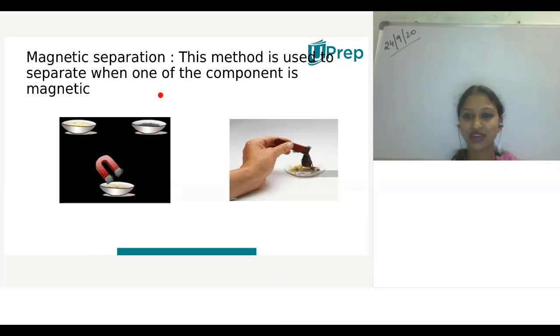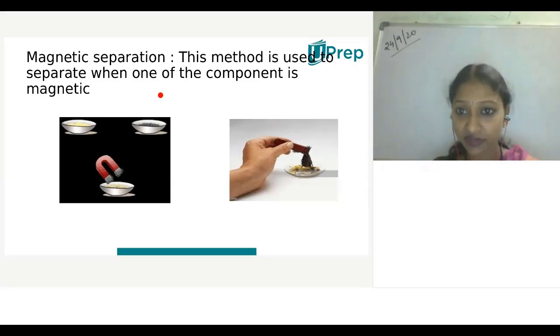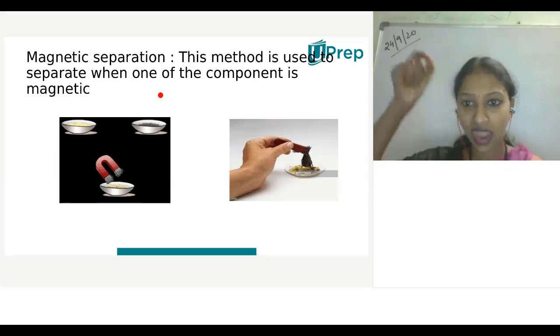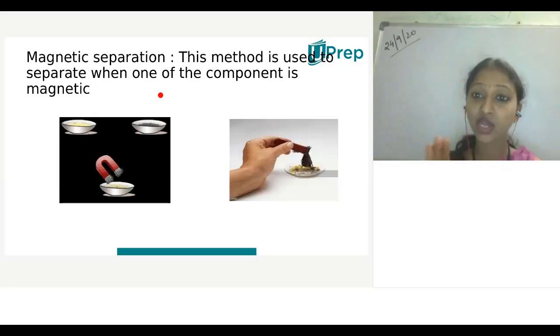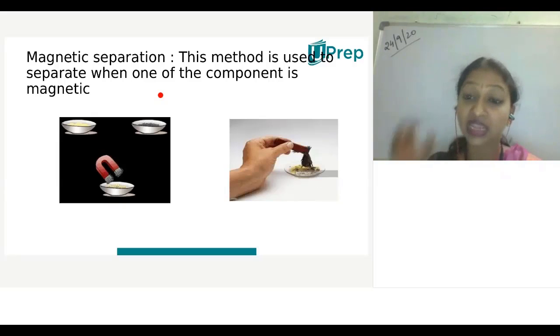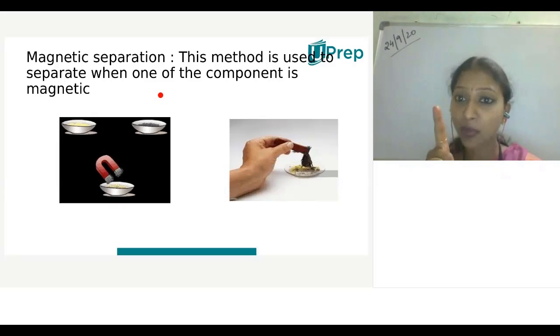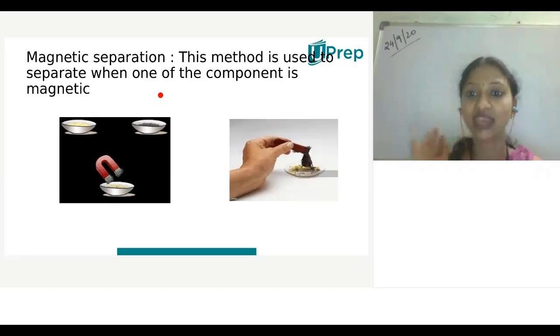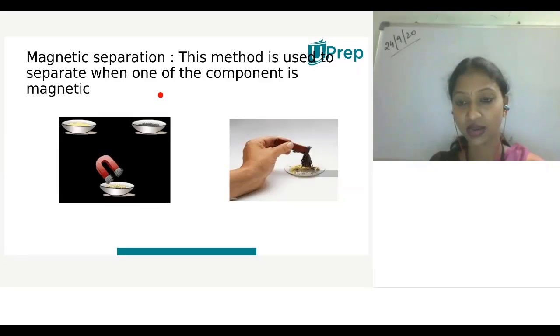Magnetic separation. This is also a kind of separation technique, as we have used threshing, sieving and hand picking. In the same way, here we'll use a magnet to separate things. But the main principle involved in magnetic separation is that in the mixture, if one component is magnetic in nature, that means it has the ability to be attracted by a magnet, then we can select this magnetic technique.